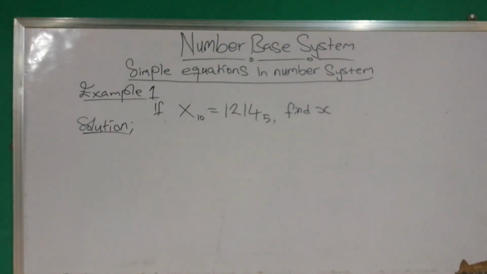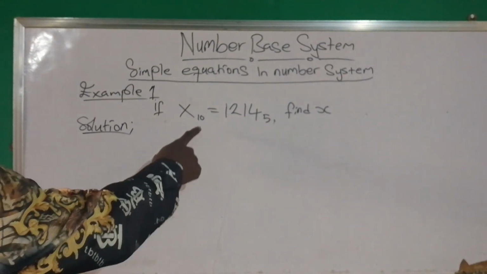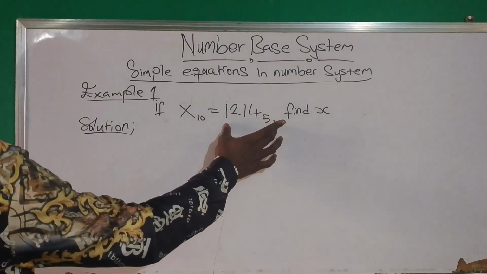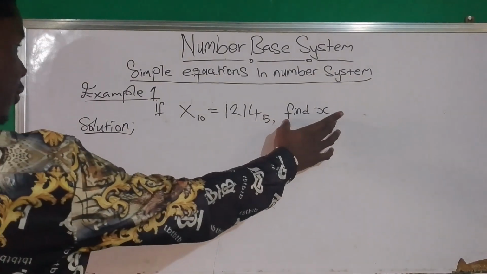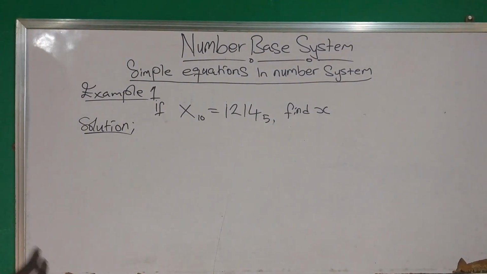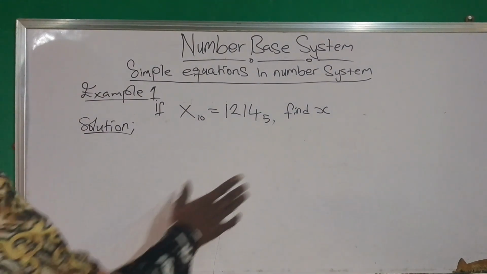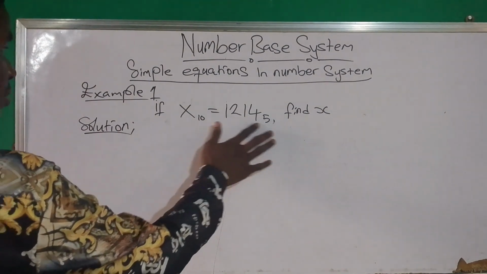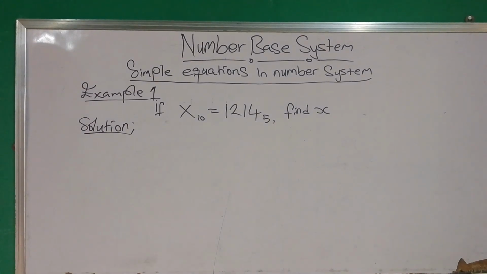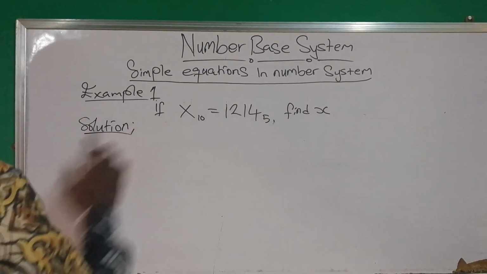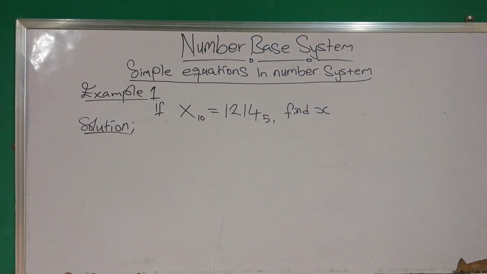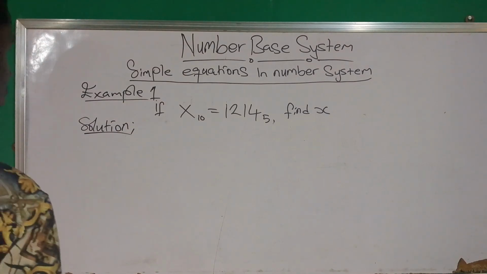Just like in this question, we are required to find the value of x. The question says if x, which is already in base 10, equals this value, which is in base 5, we should find x. Alright, this is simple. We have x already in base 10. All we have to do is to convert this value to base 10, and that gives us the value of x in base 10. Alright, that being said, we'll look at how we do that.